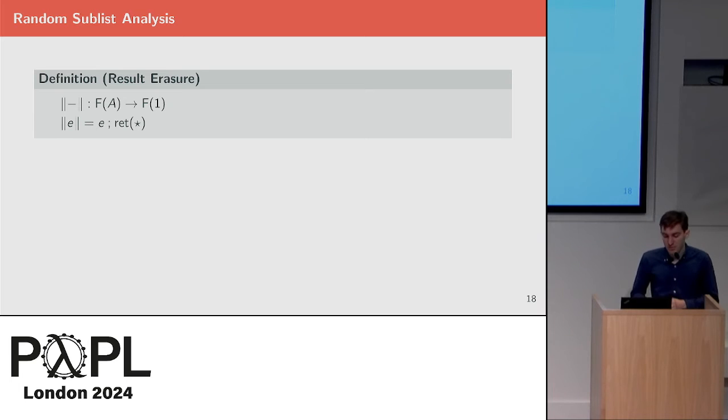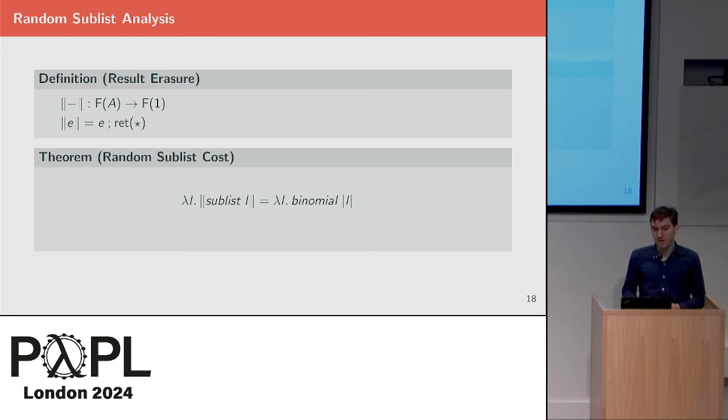So we have this result erasure, which just takes an f of a and gives you an f of 1 by deleting the a result. And this is useful when you only care about cost and not the behavior. So we can then say things like, the function that takes in a list and gives you its result erased sublist, in other words, just the cost incurred by sublist of L, is the binomial distribution on the length of L. And as a lemma, you might know that the binomial distribution on n is upper bounded by n cost, so you can give this upper bound as well.